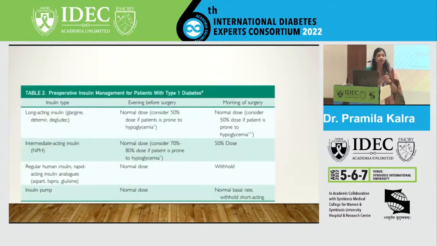And obviously, if a patient is a type 1, then we have a little bit of a different management, because we can't just totally stop the insulin, because they will have problems. So we have to give the basal insulin. We have to give a lesser dose. We might reduce it by 50% or something.